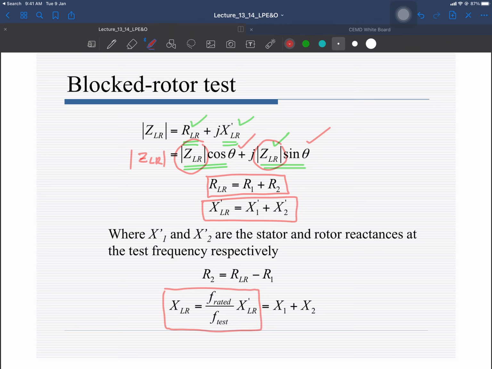So if I take this expression, you have already calculated R1 with the help of the DC resistance test. So if you know R1, you can subtract that one and you can find out R2. So using these two expressions, you can find out R1 and R2, right? And then for any frequency, you can find out the reactance with the help of this expression, that F rated divided by F test into X LR, and that is equal to X1 plus X2, because you have calculated in combination.